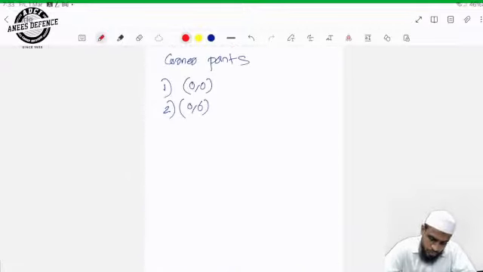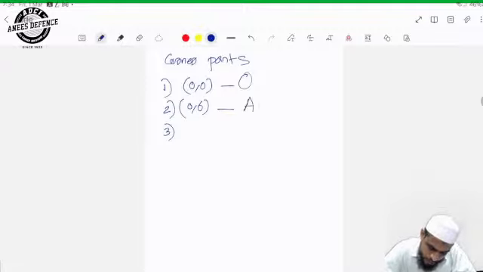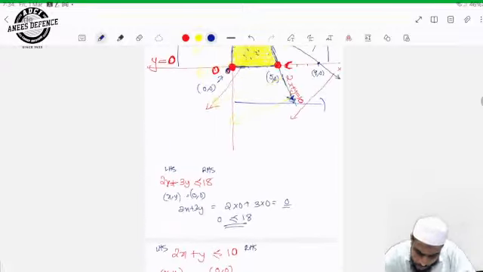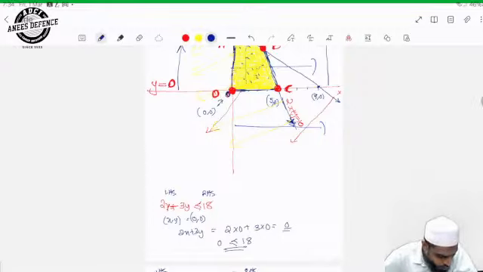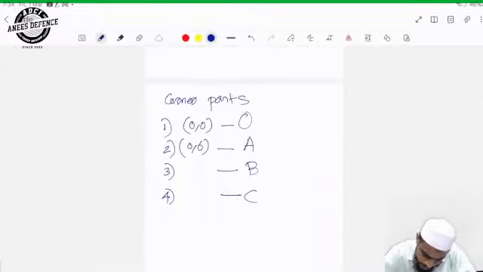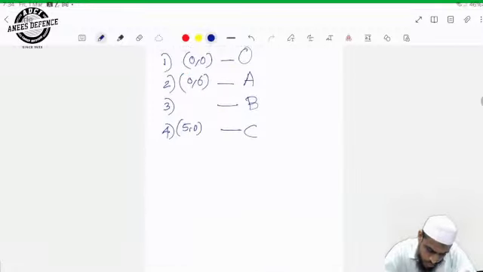We will see. So this is point O, this is point A, and this one we have to calculate, that is point B. How to calculate? We will see. The fourth point is actually C. Here it is clear that that point is actually (5, 0). Point C is (5, 0). So we can write that also. Then we will be able to solve that B also.